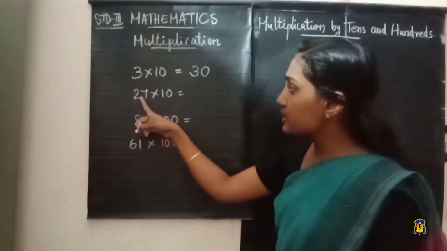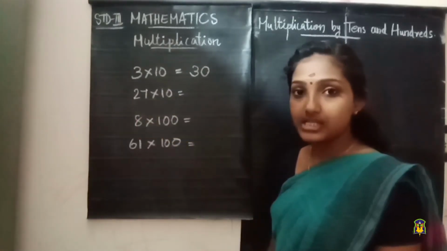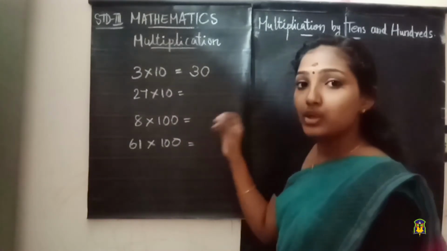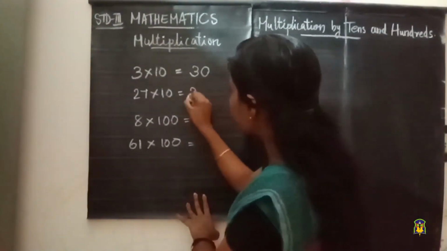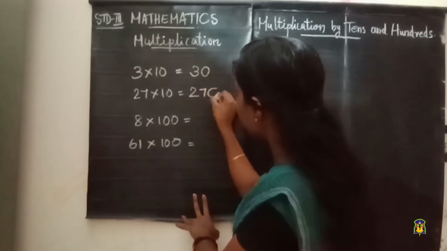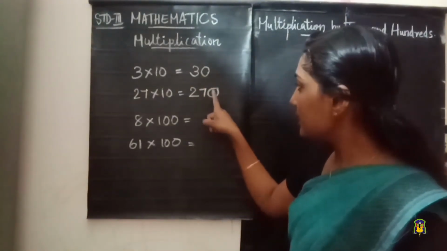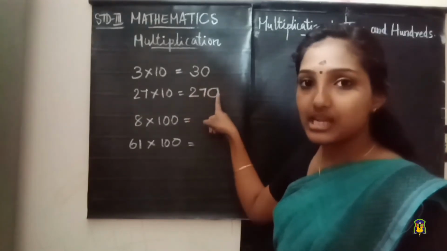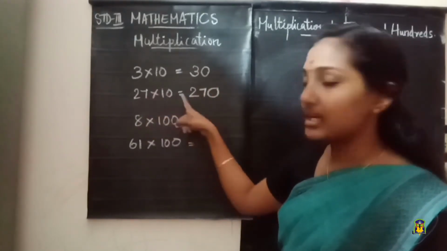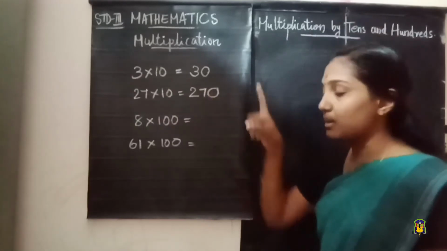Then next is 27 into 10. What will be the product? We have to just add a 0 to the right of the number. So adding a 0 to the right of the number, it gives 270. 27 into 10 gives 270.